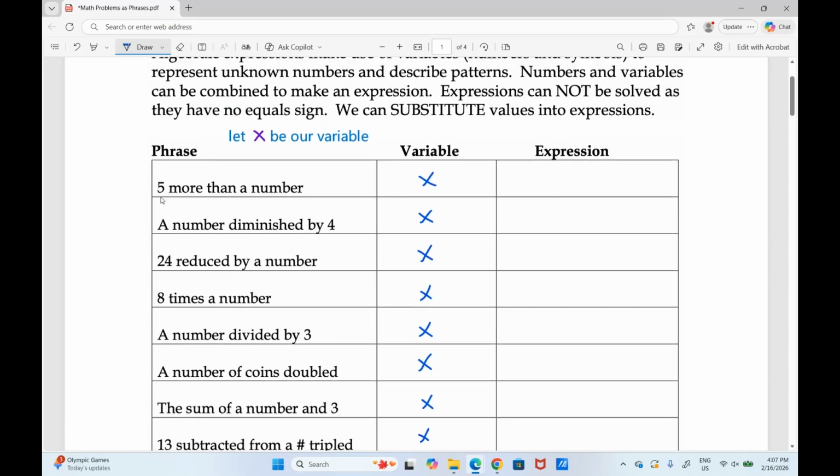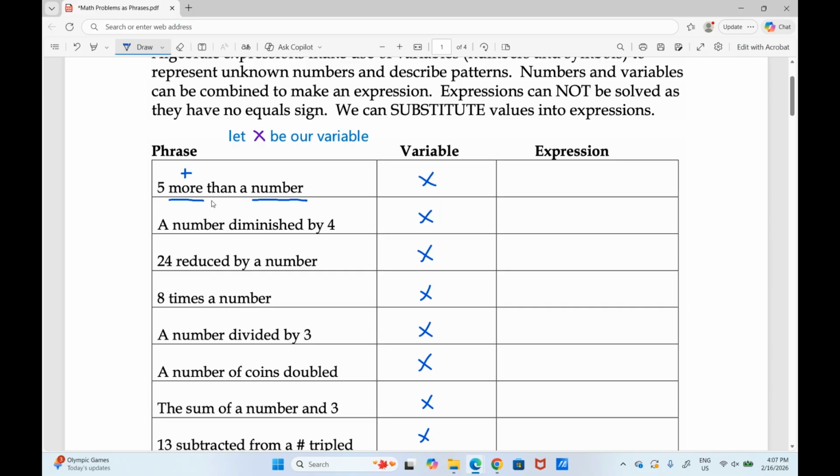So first one is 5 more than a number. Now, the word more than or more, I typically associate with addition. 5 is a number that we have here. So normally I would put down 5 plus a number, and a number I can use x to represent, right? So I would actually write 5 plus x.